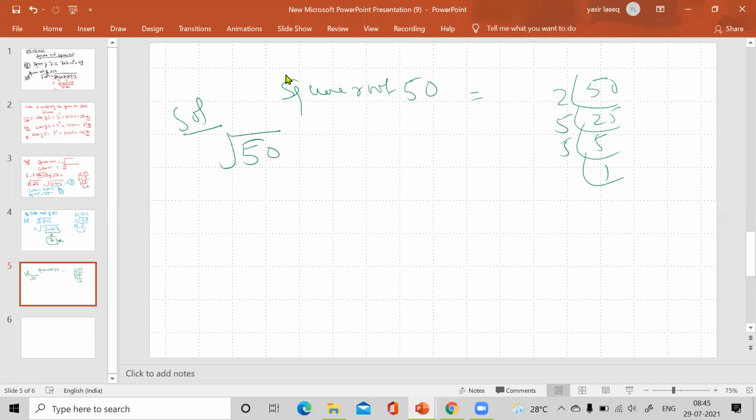So you can write the solution like this. 50 will be written as 2 into 5 into 5. You make a pair here, but see, 2 is left. So pick out 5 outside, and what is left, you write it with the root sign. That 2 is left. The pair which comes out, do not put under root over it. Sir, this is cube root. But see the screen, I'm writing square root of 50.